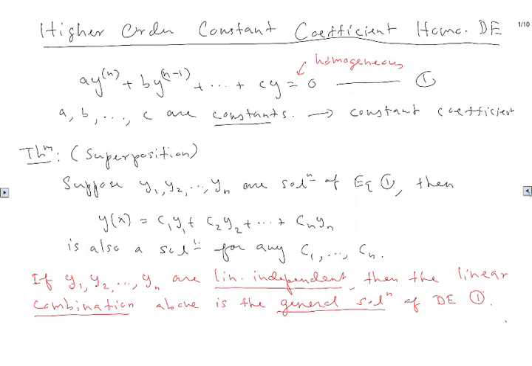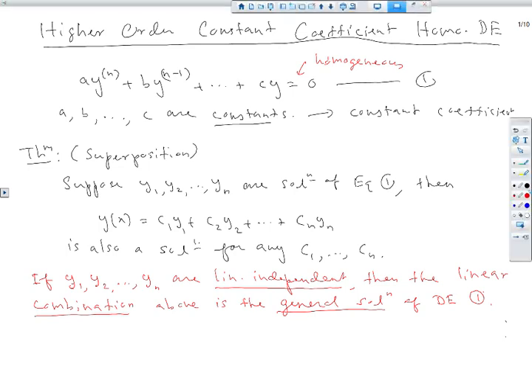So let's continue. There's also one more question, whether there is a solution. Actually, it is very interesting. For the homogeneous equation, there is always a solution. That's one of the very interesting concepts. We assume that a is not equal to 0, otherwise it's not nth order. So let's talk about that.